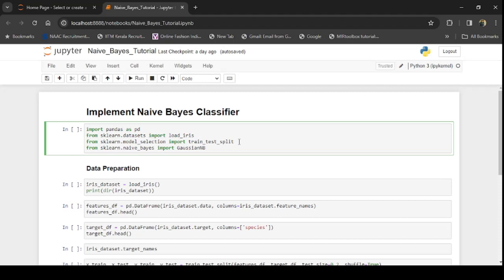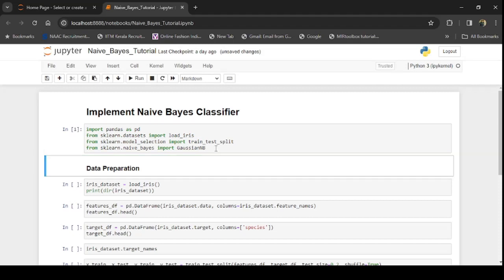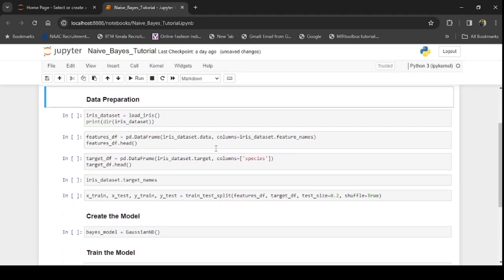We know about train test split method, which is available in sklearn.model_selection. With the help of this method, we can split the entire dataset into training data and test data. And finally, we are importing Gaussian Naive Bayes algorithm from sklearn. Once we have imported all the necessary libraries in our notebook, let's start data preparation step.